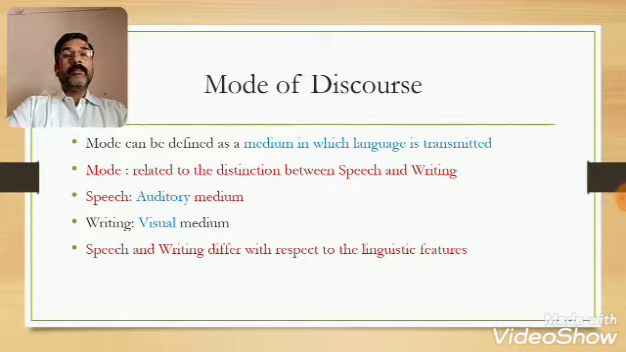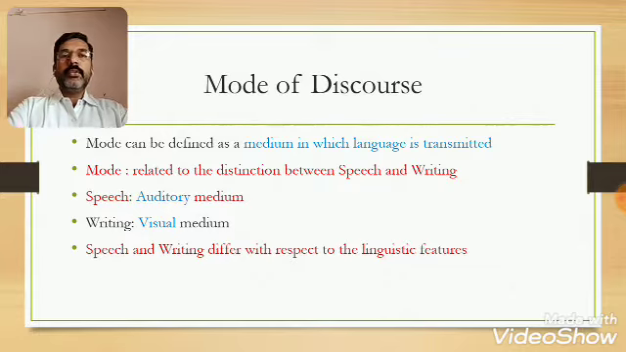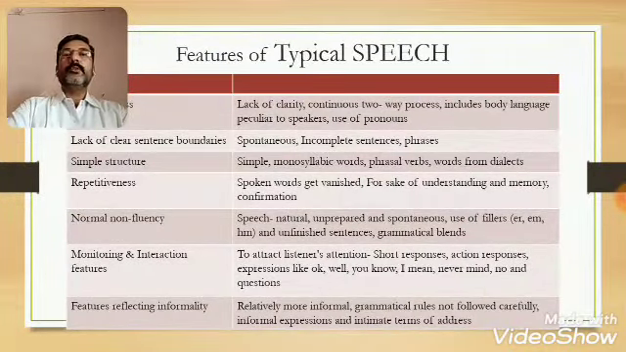In other words, there are two modes of language, that is speech and writing. Speech is called an auditory medium through which language is used, and writing is called a visual medium through which language is used. So mode is related basically to the distinction between speech and writing, because speech and writing differ with respect to linguistic features, and those linguistic features are the differences between speech and writing. Let's move on to the typical features of speech.